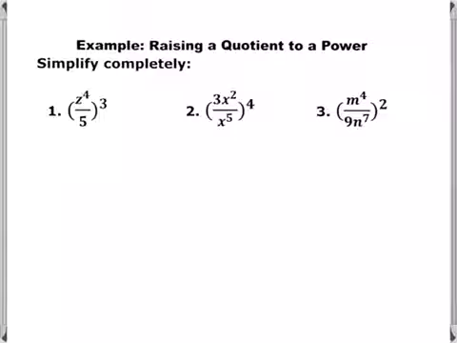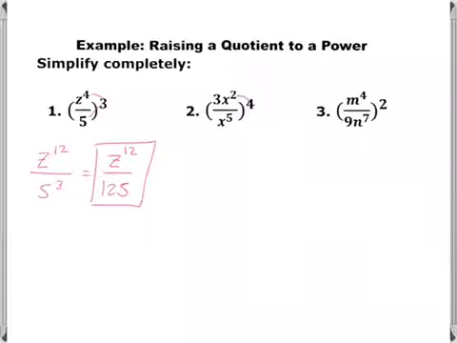So question 1, z to the 4th over 5, all raised to the 3rd power. So this is going to get applied here and here. So we end up with, well, 4 times 3 is 12, so z to the 12th over 5 to the 3rd. Well, 5 to the 3rd power can be simplified. We'll get z to the 12th over 125. And that's our answer.